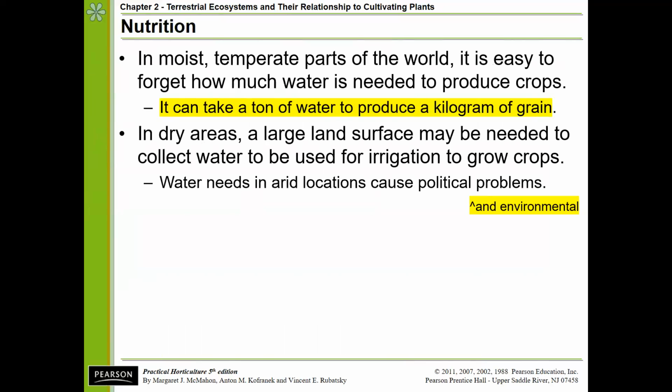Also know about the issues of water, and for particular crops, it takes a lot of water to produce a small amount of crops. Like they mentioned here, a ton of water, 2,000 pounds of water to produce 1 kilogram of grain, 2.2 pounds of grain. That's kind of crazy. And think about the political and environmental issues associated with that.